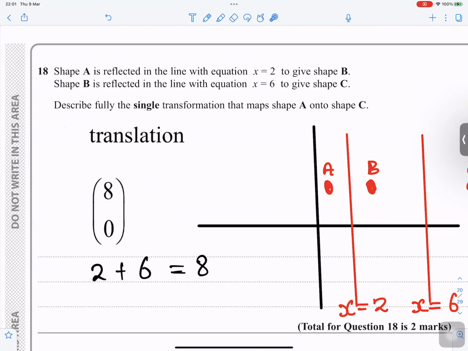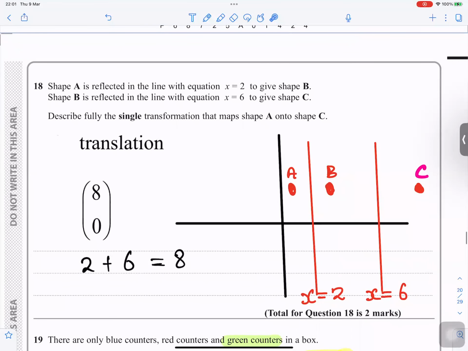Question number 8. Shape A is reflected in the line x equals 2 to give shape B. And shape B is reflected in the line x equals 6 to give shape C. Describe fully the single transformation that maps shape A onto shape C. You add 2 plus 6 and it gives you 8. And y is 0. So it's 8 to the right and no movement for y. So it's called a translation.